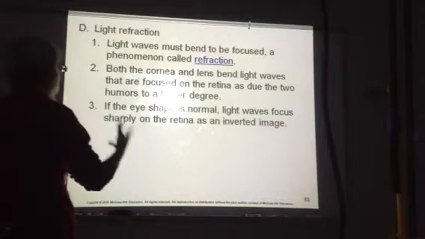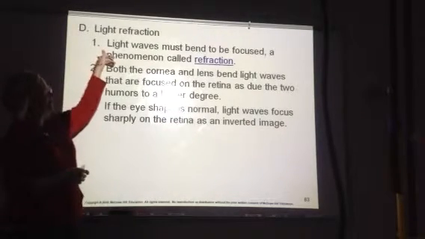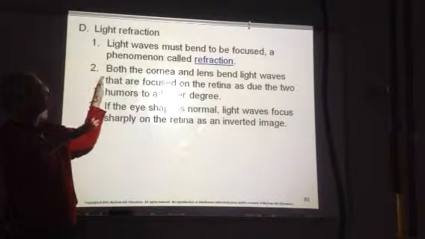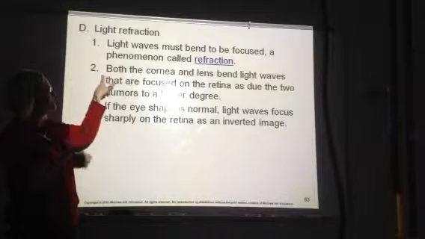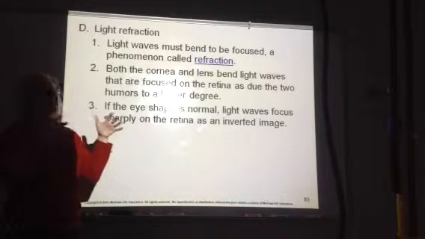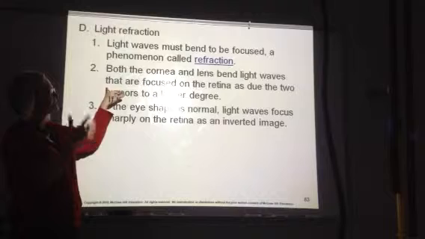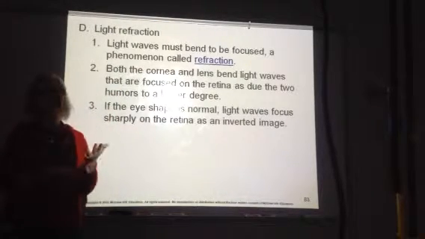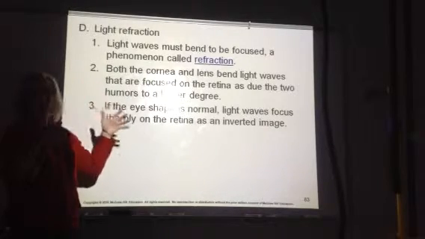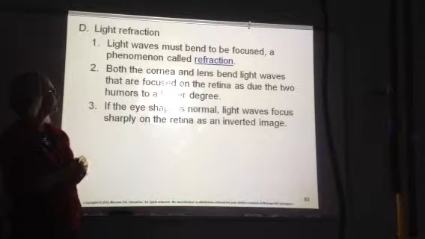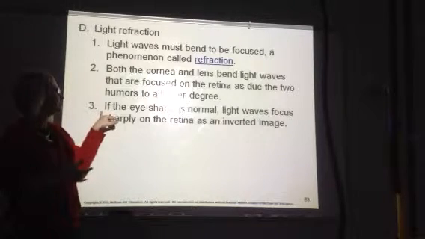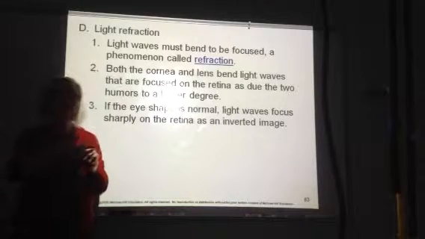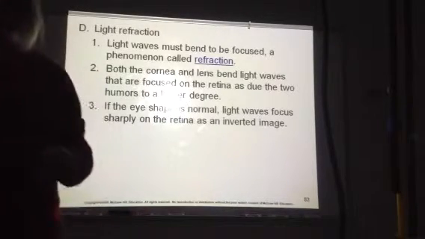So in order for you to see things, light has to be refracted, which typically just means it's bent. So it's going to travel through air, and once it hits your cornea and lens, it is going to be bent and refocused on the retina. Also, the vitreous humor and the aqueous humor are going to cause some refraction of those light waves also. If your eye shape is normal, light waves should focus on the retina. It'll be an inverted image. Your brain turns it around.